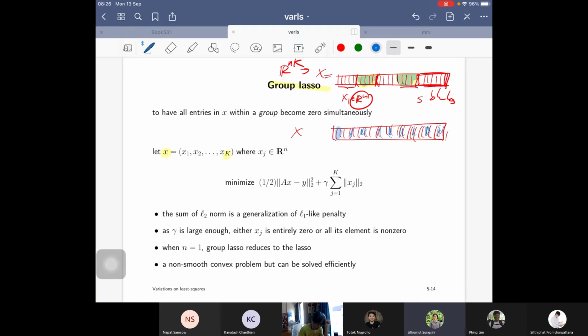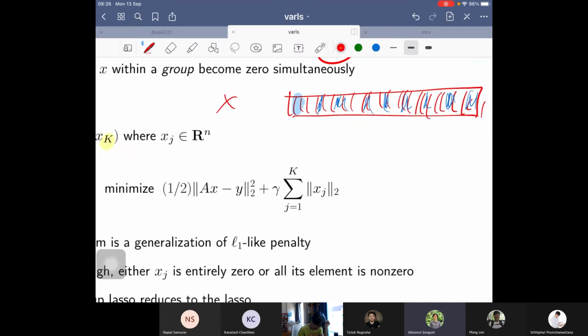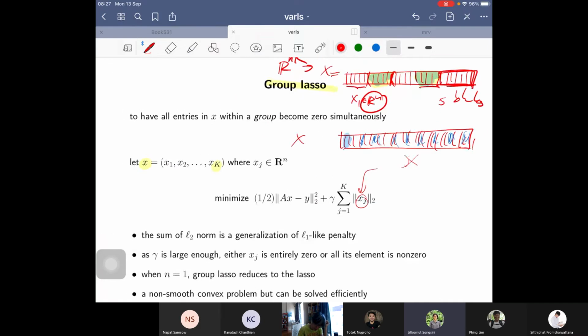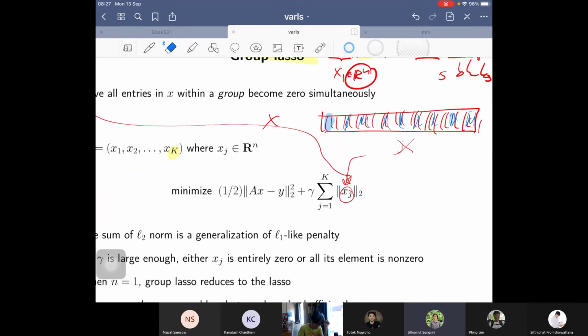So how are we going to promote this group sparsity? We denote each block of x by the notation Xj. Now Xj is not the notation of the jth entry of x anymore. It is the notation for X1, X2, X3, X4, X5; Xj is the jth block of x. You put the 2-norm of Xj first, which is a scalar, and then you take the sum of the 2-norms over the K blocks.